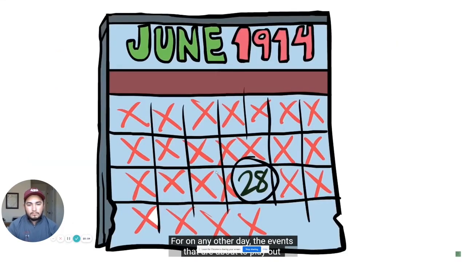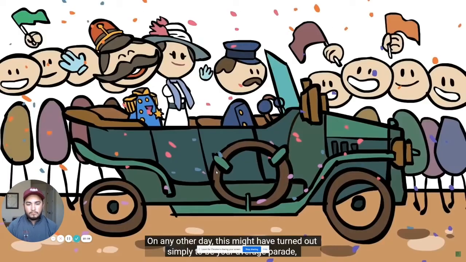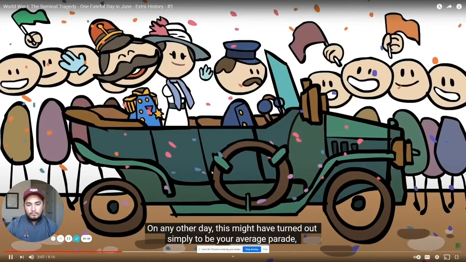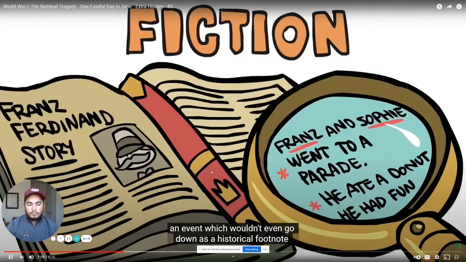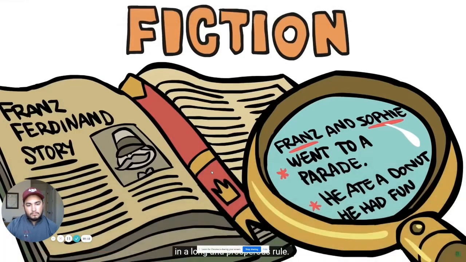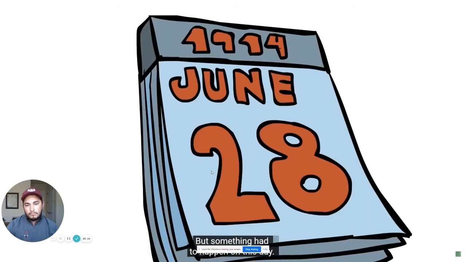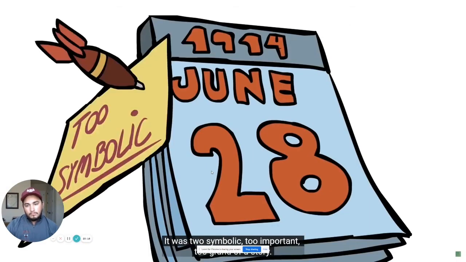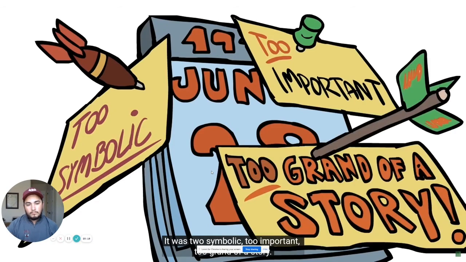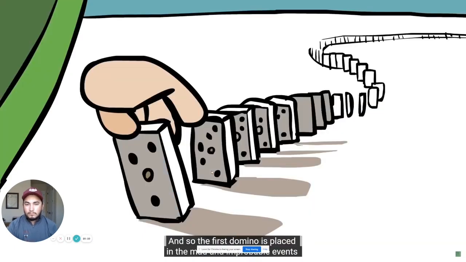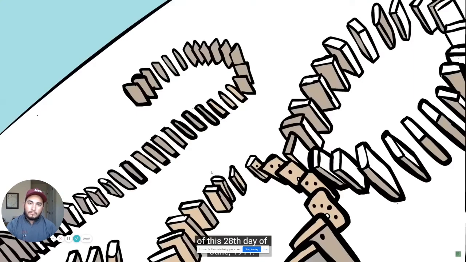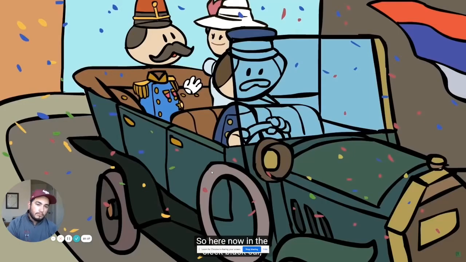For on any other day, the events that are about to play out may not have happened. On any other day, this might have turned out simply to be your average parade, an event which wouldn't even go down as a historical footnote in a long and prosperous rule. But something had to happen on this day. It was too symbolic, too important, too grand of a story. And so the first domino is placed in the mad and improbable events of this 28th day of June 1914.